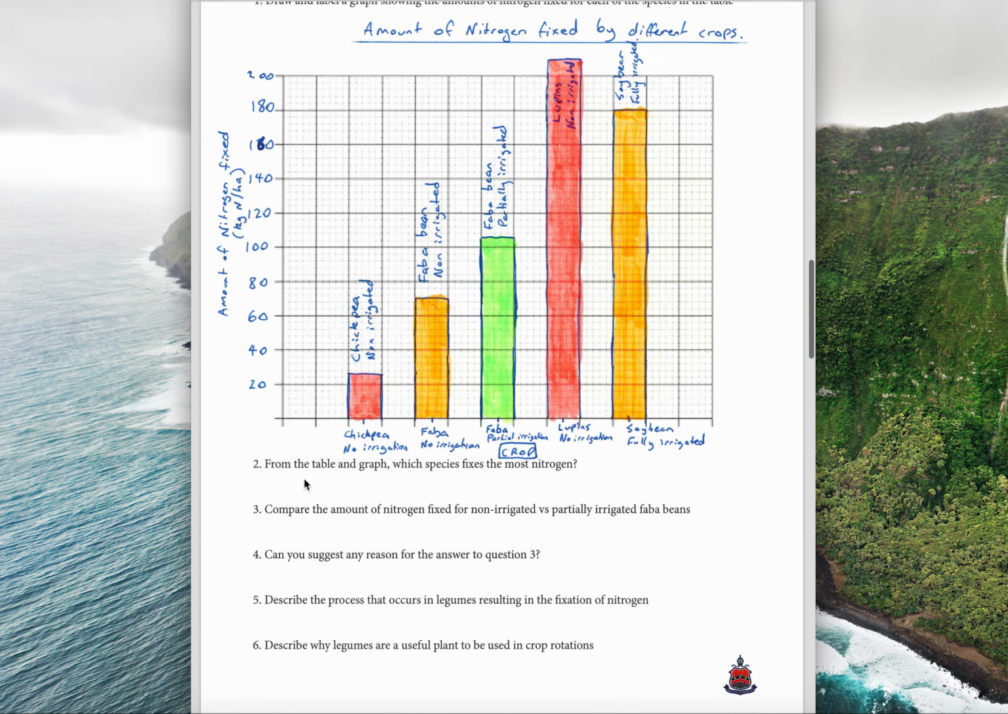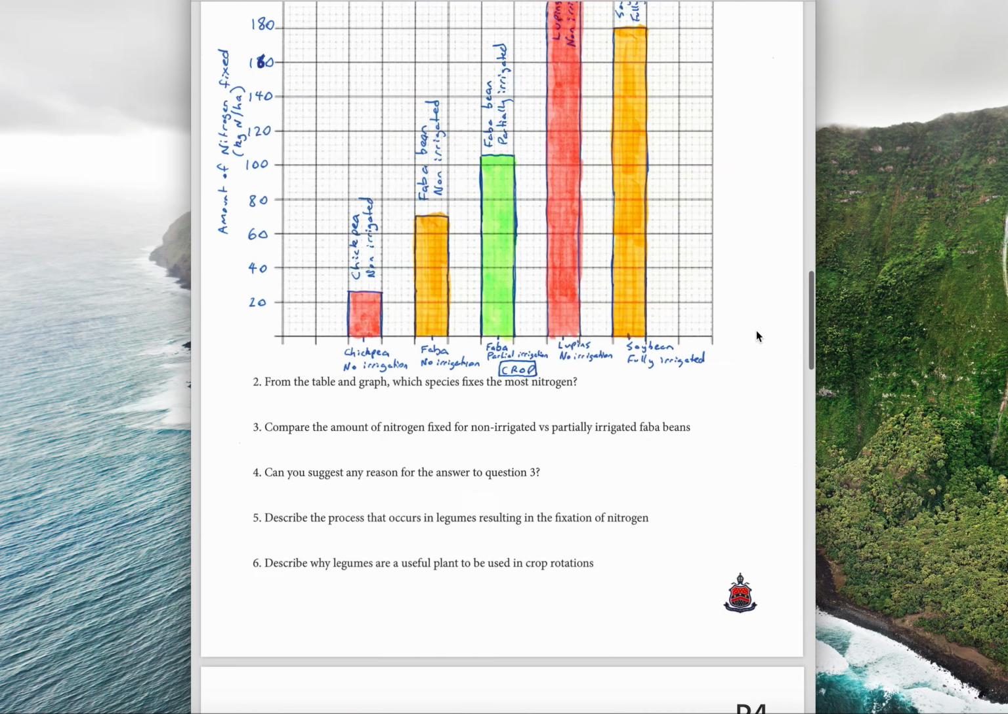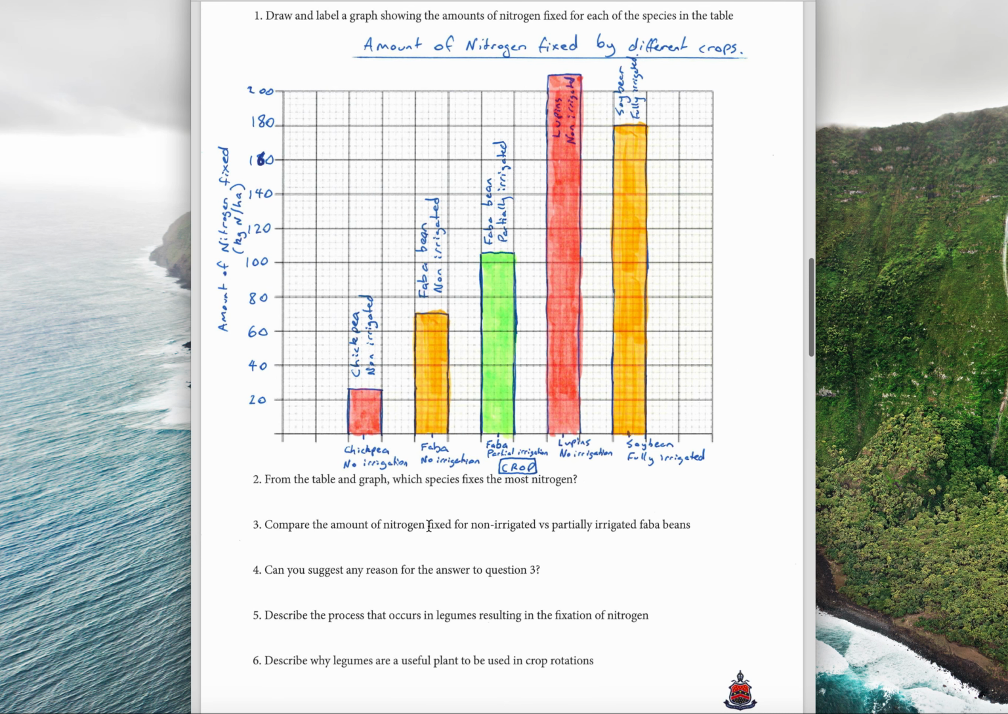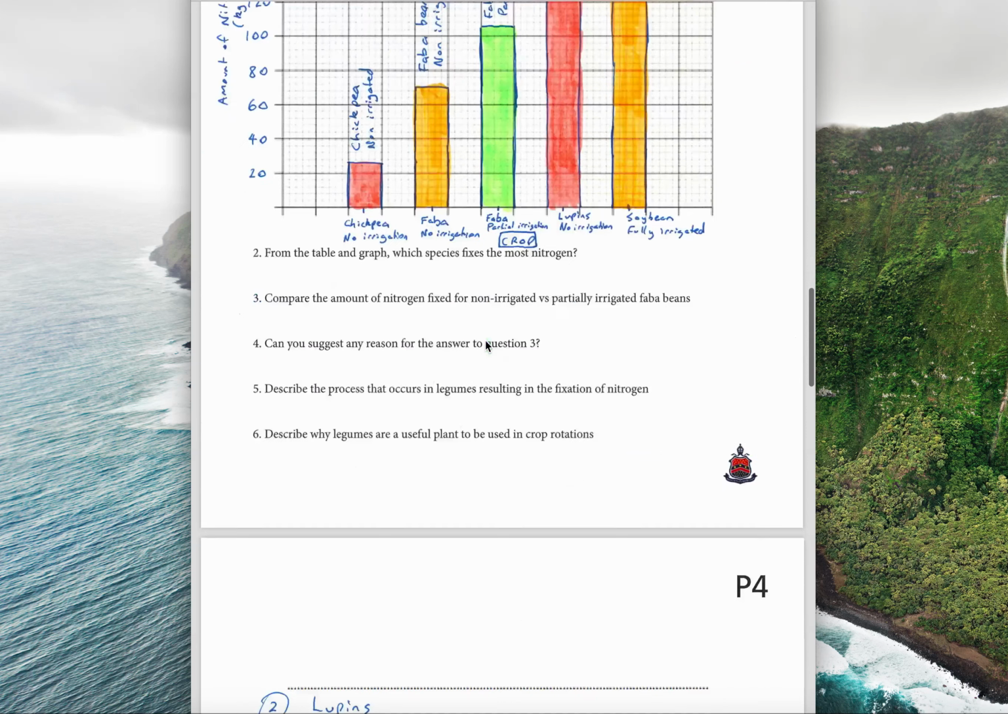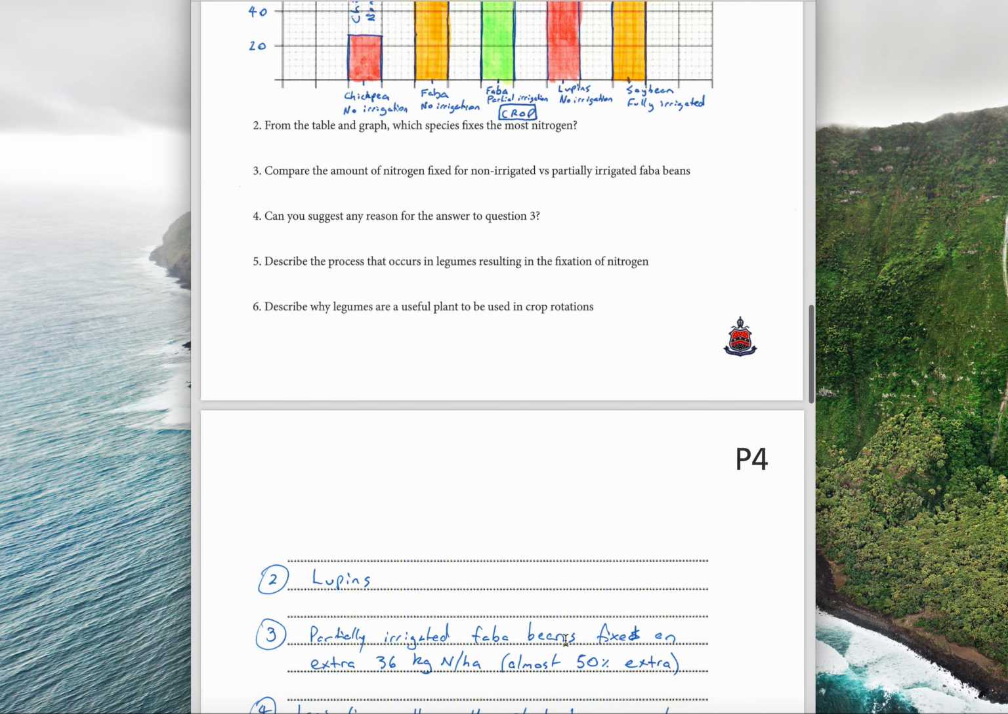So from the table and graph, which species fixes the most nitrogen? The answer is lupins in this case, quite simply. Compare the amount of nitrogen fixed for irrigated versus non-irrigated. So it's about a third more, as I said here. Partially irrigated faba beans fix an extra 36 kilograms of nitrogen per hectare, which is almost 50%. So that's significant. And as I mentioned, the reason for that is because irrigation means more inputs, more photosynthesis, higher NAR, and therefore the plant is larger and can fix more nitrogen.